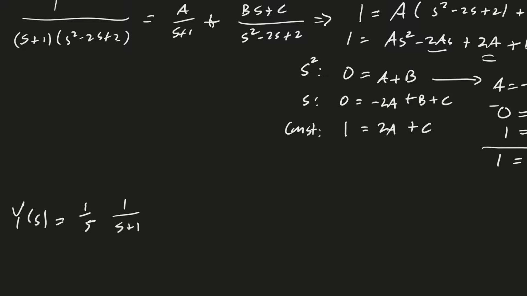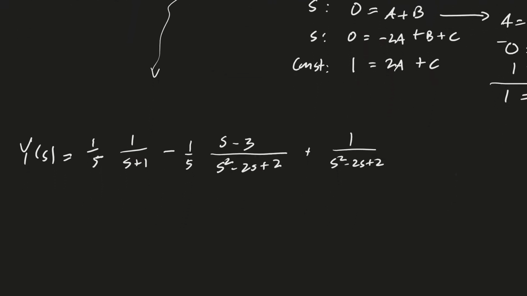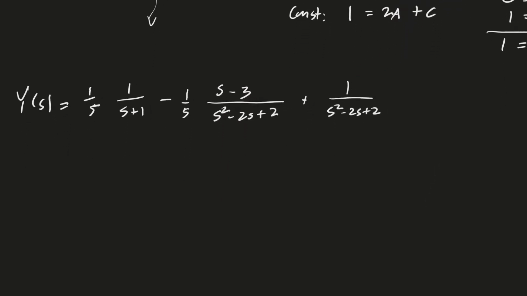That's our a times this term. And then for this one, I'm going to rewrite it as 1 minus 1/5 times s minus 3 over s squared minus 2s plus 2. And then I still have my 1 over s squared minus 2s plus 2 that was left over. And so I'll deal with that in just a second. But it is possible to combine these two terms, right? But since it's already set up for us, we'll do it in just a bit. This term is ready to invert. This term is not. What do I need to do?